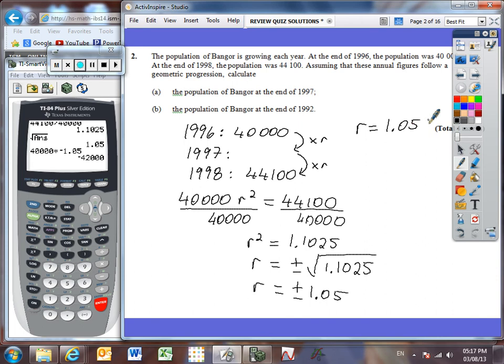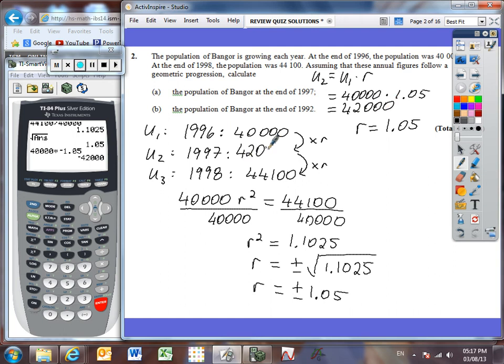So now let's actually get to the question. What is the population of Bangor at the end of 1997? For 1997, which you can think of as your U2, how do we get U2 in a geometric progression? Well, we're going to take our U1 and multiply it by r. So in our case, that's 40,000 times 1.05. And, well, I already did that here, didn't I? I just have to ignore the negative. And so I get an answer of 42,000. Now we know that for 1997, the population was 42,000.